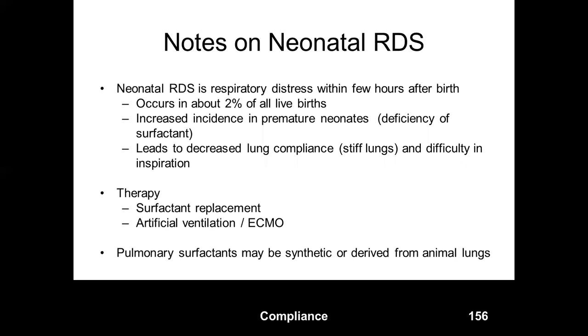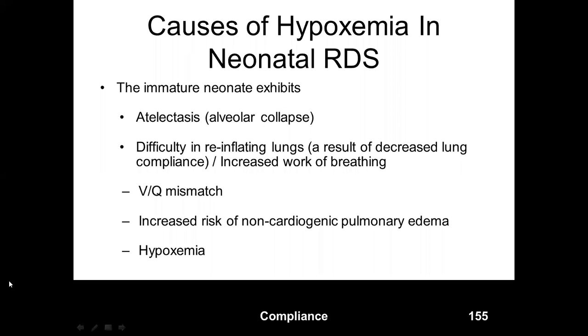So anytime you have a preterm baby, there is a chance that they are going to be hypoxemic. There is a chance that they are going to have respiratory problems. The reason is that their lungs are not matured. They don't produce adequate levels of pulmonary surfactant, so surface tension is too high in the lungs. There is alveolar collapse, difficulty in inflating the lungs, ventilation perfusion mismatch, and non-cardiogenic pulmonary edema.